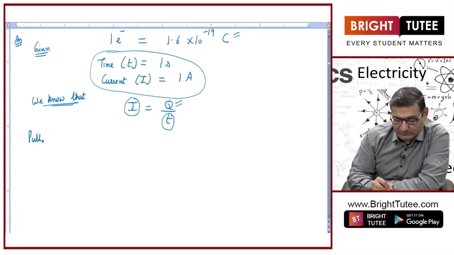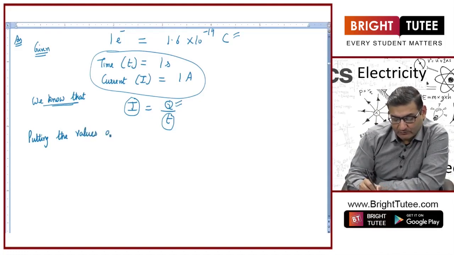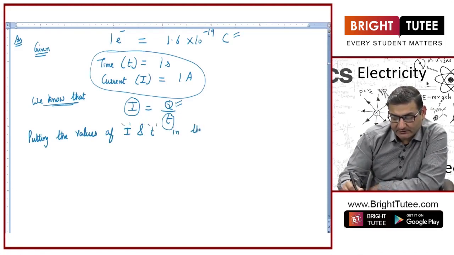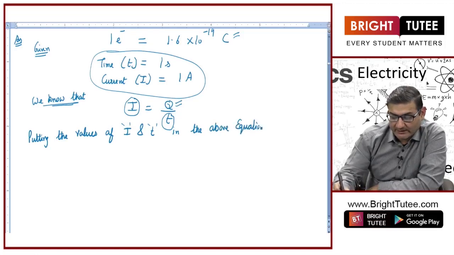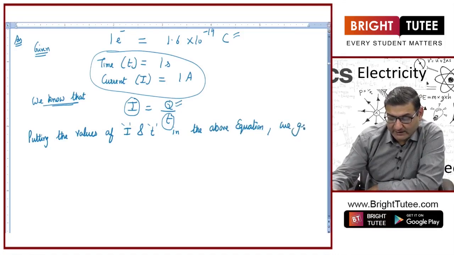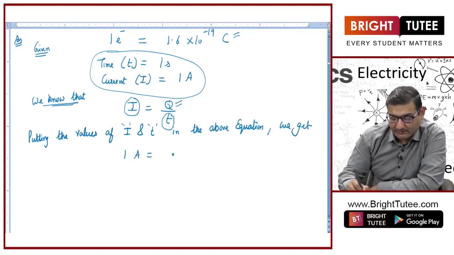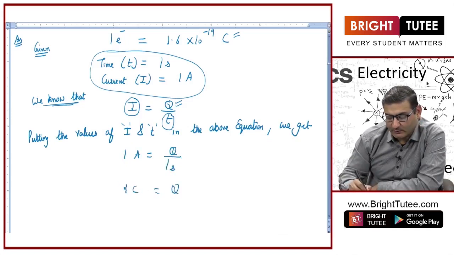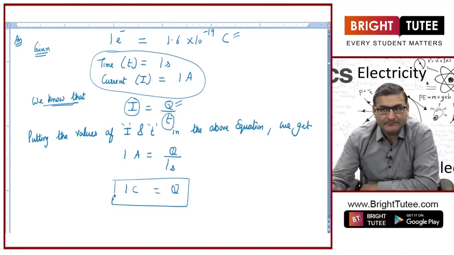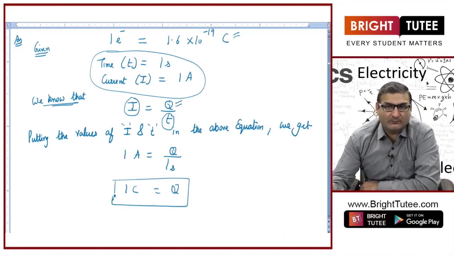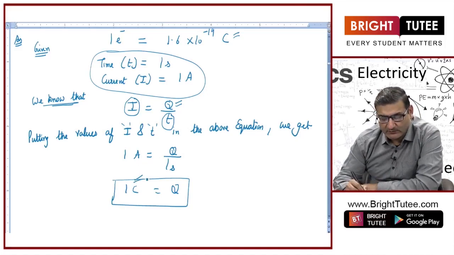So putting the values of I and T in the above equation, what do I get? We get the current was 1 ampere is equal to Q upon time, which was 1 second. So I can say that Q is equal to 1 coulomb. So from this I conclude that if 1 ampere current is passing through a conductor in 1 second, then the charge produced is 1 coulomb.